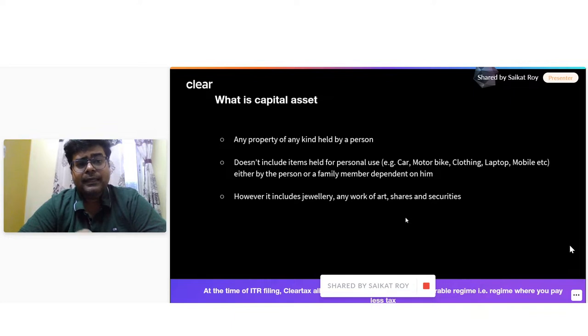However, there are certain specific inclusions in terms of capital assets. For example, jewelry. Jewelry may be used for personal use, definitely, but any gains or losses you are making from the sale of jewelry can also come under the ambit of capital gains or losses. Any work of art, maybe you have a painting of a very famous painter like Raja Ravi Varma. Any painting that you are selling off and getting a gain can fall under the ambit of capital asset.